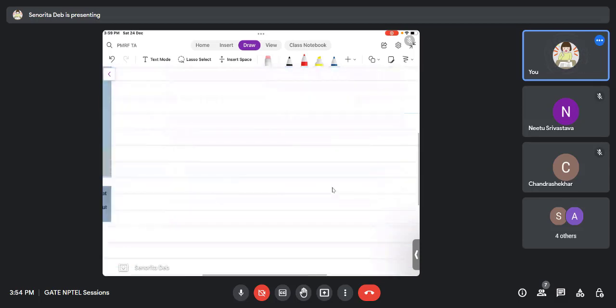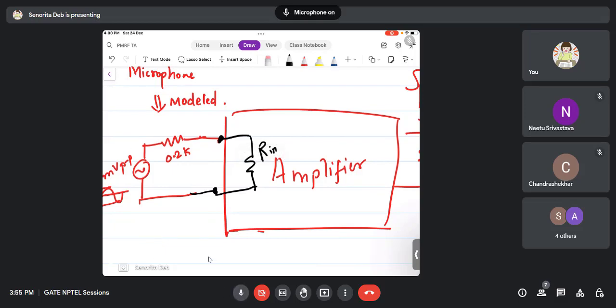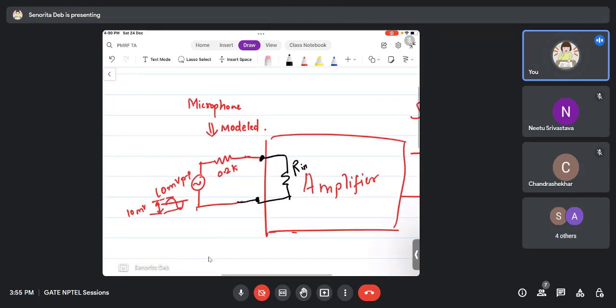So now this was the amplifier. Now this is the terminal of the microphone. Okay, now the amplifier input impedance is like this, R in. And output impedance will be somewhere there. So in the output we will not see that right now. Let us see input impedance first. Till here, is it clear?